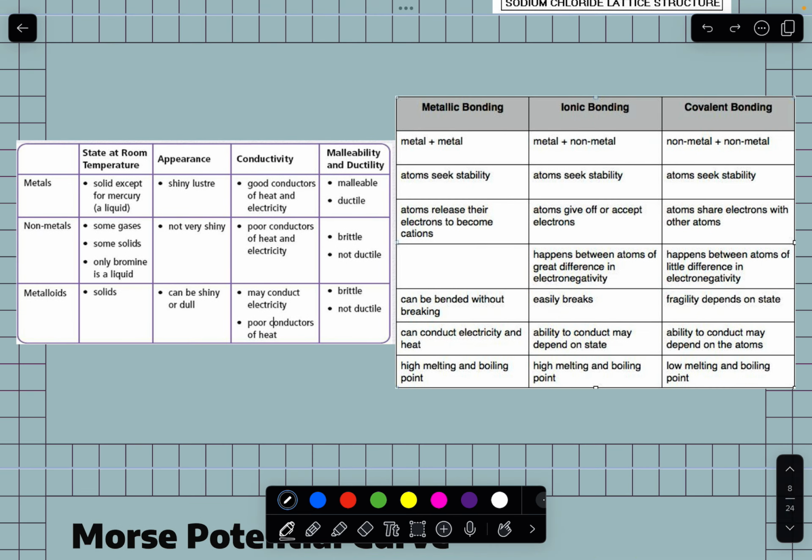All right, and then this slide here summarizes our types of bonding. So we have metallic, ionic, and covalent, talking about on this table here, metals, nonmetals, and metalloids. And we have the properties of each one, okay? Make sure you know these properties. Some questions on the AP test can be very simple. You could just ask about these properties. It's an easy question, but we need to know the difference between these.